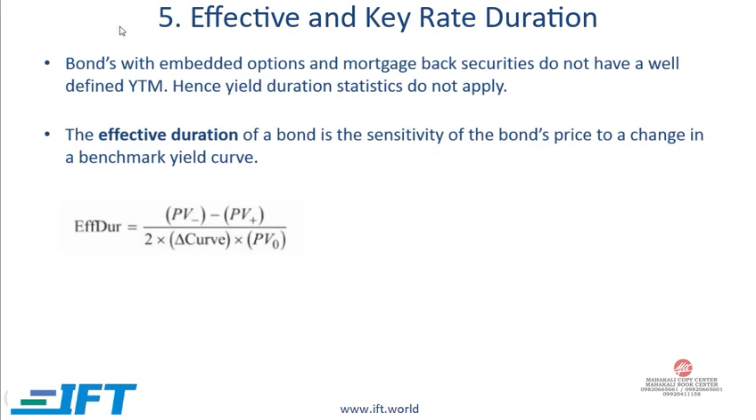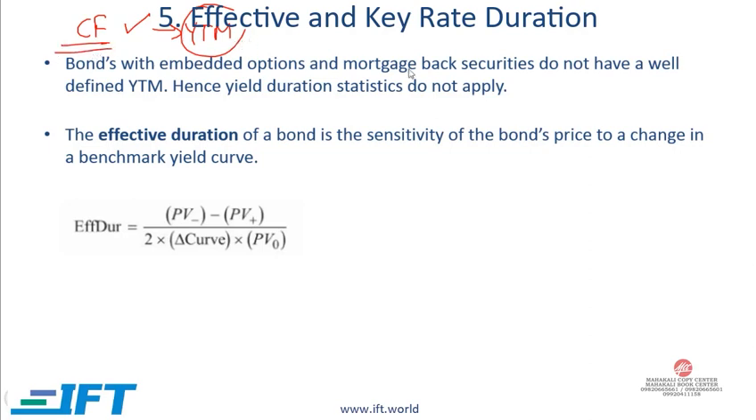So far, we have focused on straight bonds or conventional bonds. These are bonds where the cash flows are known. Both the timing and amount of cash flow is known. And these bonds have a well-defined yield to maturity. The duration measures that we have talked about so far are yield-based duration measures, and they work for bonds where the cash flow is known.